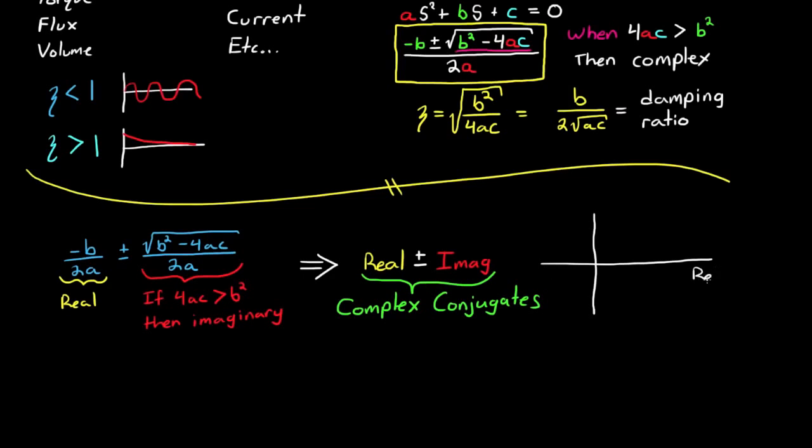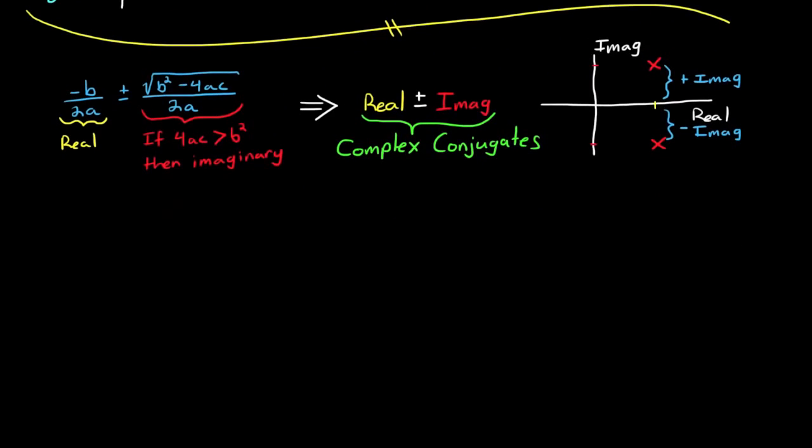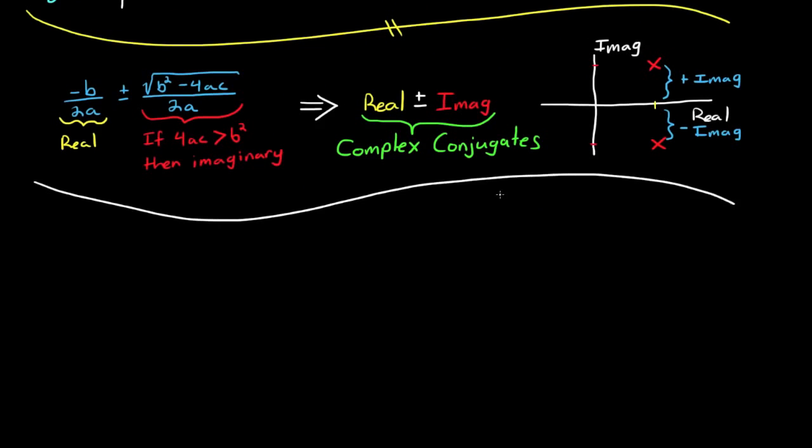We can show this graphically on a real imaginary axis like this. The two complex roots will always be mirror images of each other across the real line. And this is why for real physical systems, complex roots will always come in pairs and always be complex conjugates of each other.